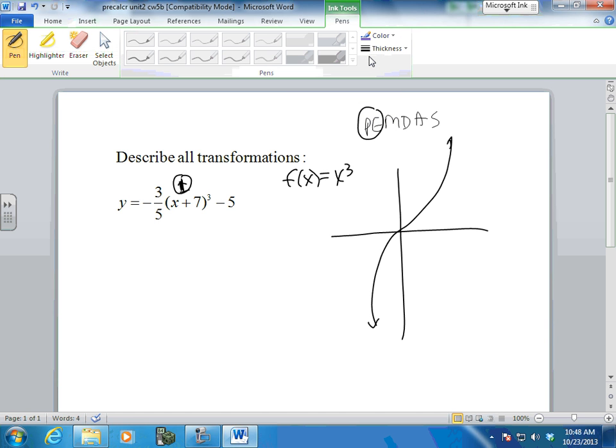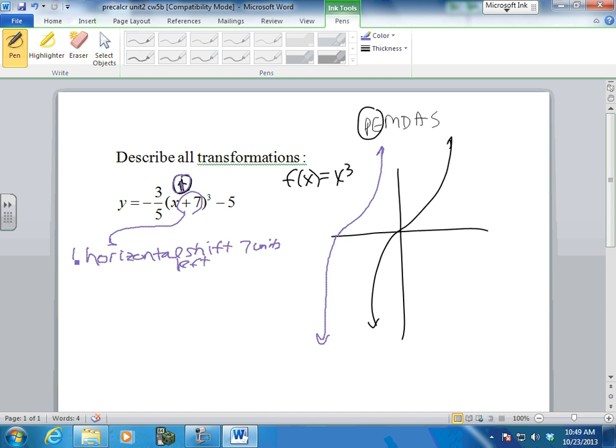All right, so the first one now we're going to do is this inside. We've got x plus 7 inside. Which way is this moving? Up and down or sideways? Sideways. To the left or to the right? To the left. It's going the opposite way. 7 units to the left. So we're sliding this thing 7 units to the left. And we're going to say this is a horizontal shift 7 units left. This is our first one.